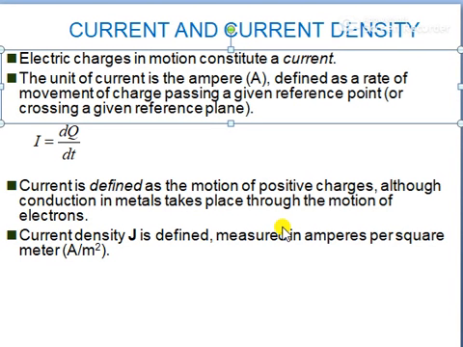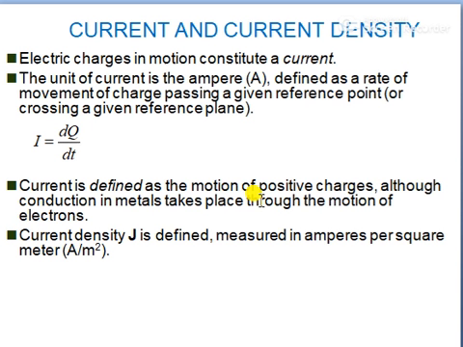In today's lecture we'll discuss conductors and dielectrics. In that we'll consider the current and current density topic. As you know, due to the flow of charges there is electric current, right? The flow of electric charge is nothing but what constitutes current.